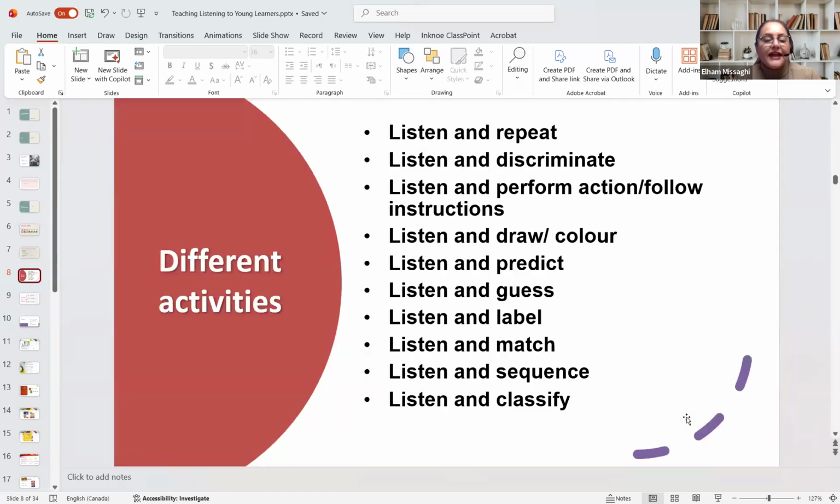Depending on the level, the activities are different. Like for lower levels, you say listen and repeat. Like for grade 1 or 2, they're learning French. So they have to listen and repeat to get familiar with pronunciation. Or they have to listen, and sometimes you ask them to listen and act, for TPR.